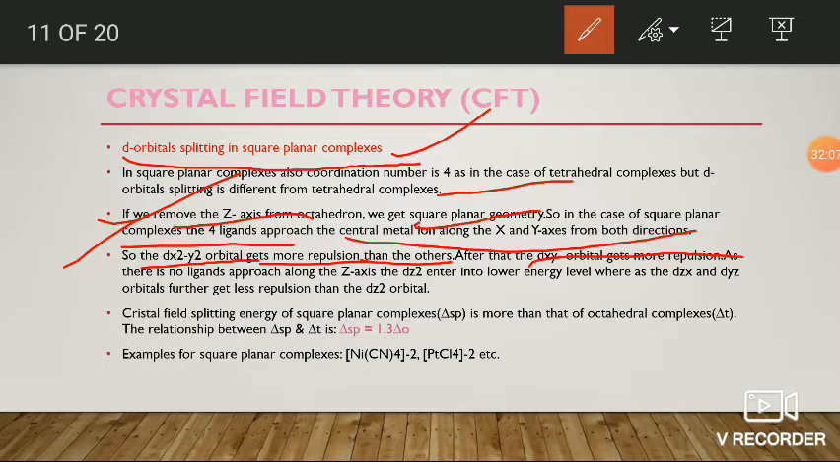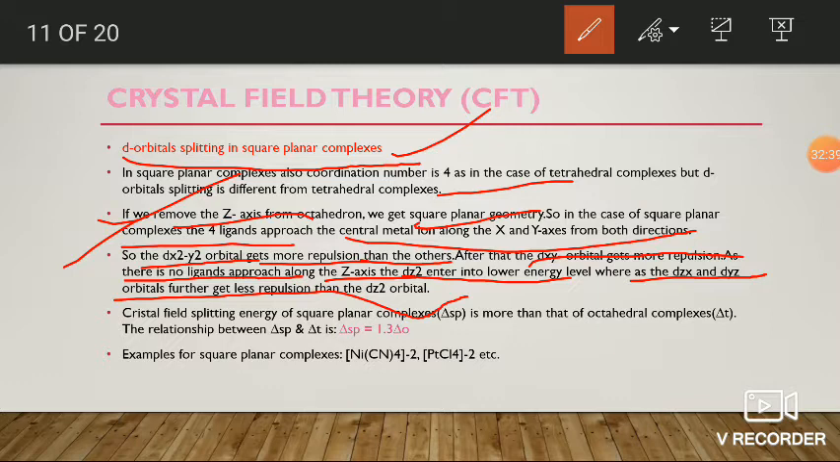As there are no ligands approaching along the z-axis, the dz square enters a lower energy level, whereas the dzx and dyz orbitals get even lower repulsion than the dz square. Among the 5 d orbitals, the dx square minus y square orbital gets the most repulsion due to its location along the xy axis, where the ligands are coming along the xy axis.